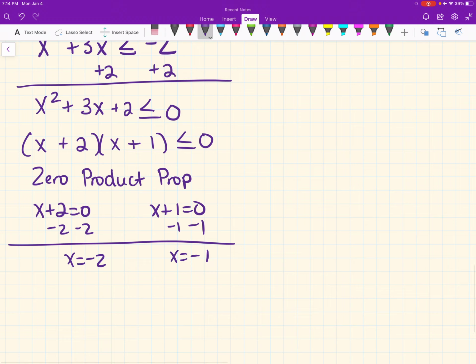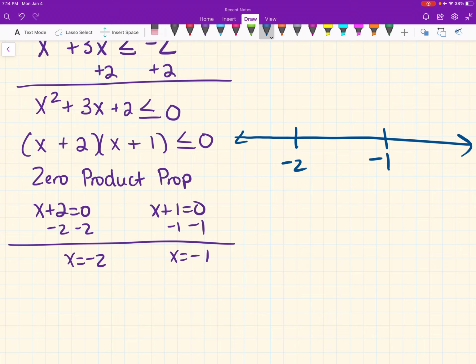Here's what I mean by boundaries. I'm now going to draw a number line, and on that number line, I'm going to put negative 2 and negative 1. Now I have 3 segments to test. On those boundaries, to decide if it's a closed or open circle, I look back at my inequality. Since it's less than or equal to, we know we have a solid on both of these boundaries. The question is, does our x fall between them or away from them?